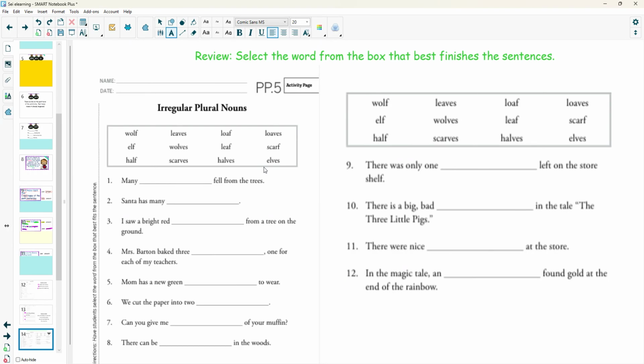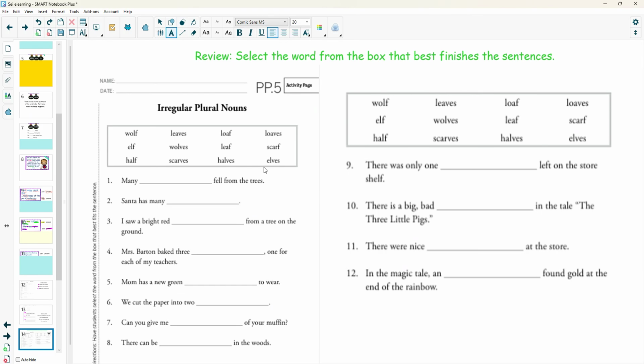If you do not need me to read these sentences to you, you can go ahead and end the video and get started on your work. If you'd like to listen to me read these sentences, you can stay on and I'll read them to you. When I read, I'm not going to stop and give you time to finish or write the answer. So you are going to have to pause the video in order to complete the page. Number 1, many blank fell from the trees. Pause the video so that you can write your answer.